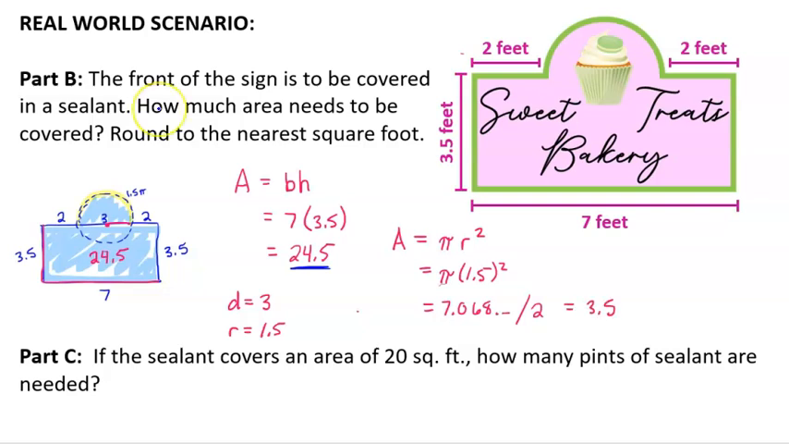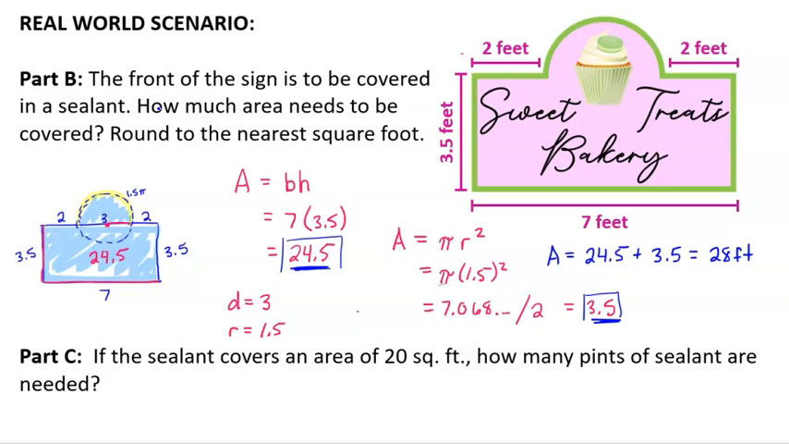And now I'm just going to add these two together. So I've got the area of my rectangle here, I've got the area of my semicircle, and so the area is going to be equal to 24.5 plus 3.5, and that's going to give me 28 feet. And we went ahead and rounded that to the nearest square foot already. Okay, so 28 square feet is how much they would need.